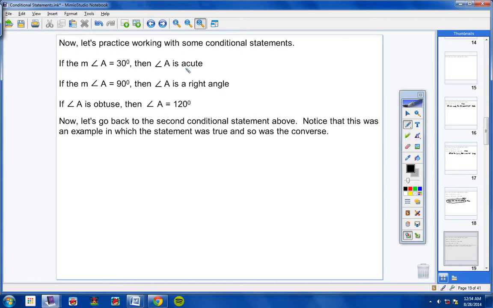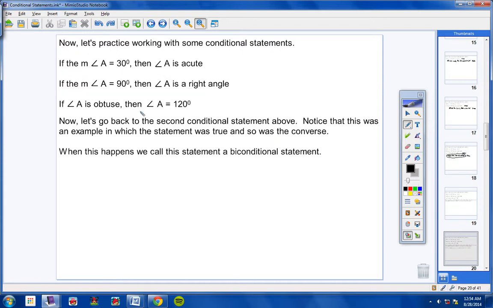Let's go back up to this second statement right here. Students, now listen to me. Let's go back up here and let's talk about this for a second. Notice that this was an example in which the statement was true and so was the converse. Do you remember that? Okay, well, let's talk about this statement for just a second. When this happens, when the original statement is true and its converse is true, we call this a biconditional statement. So you might want to make a note of that and draw a line or something. This is called a biconditional statement because the original statement is true and its converse is true.